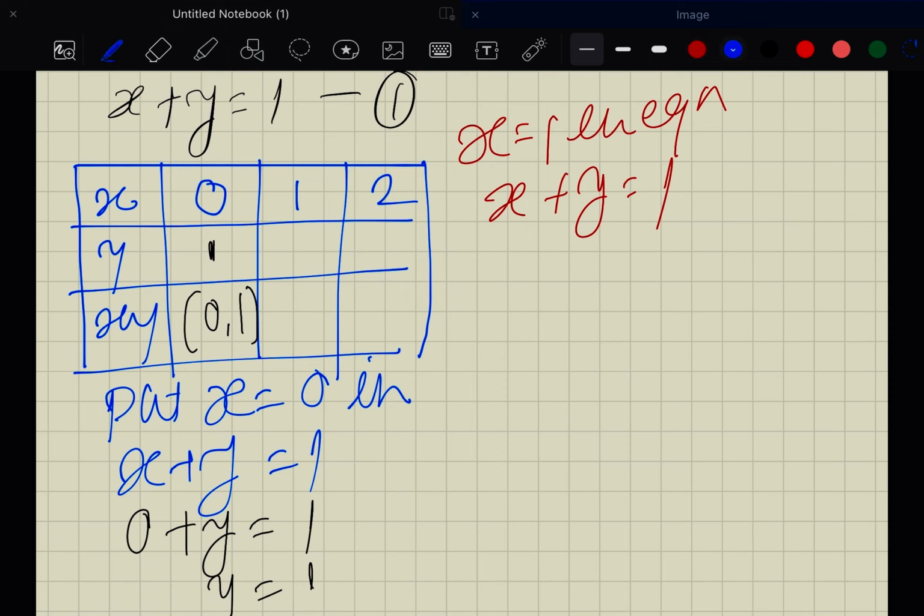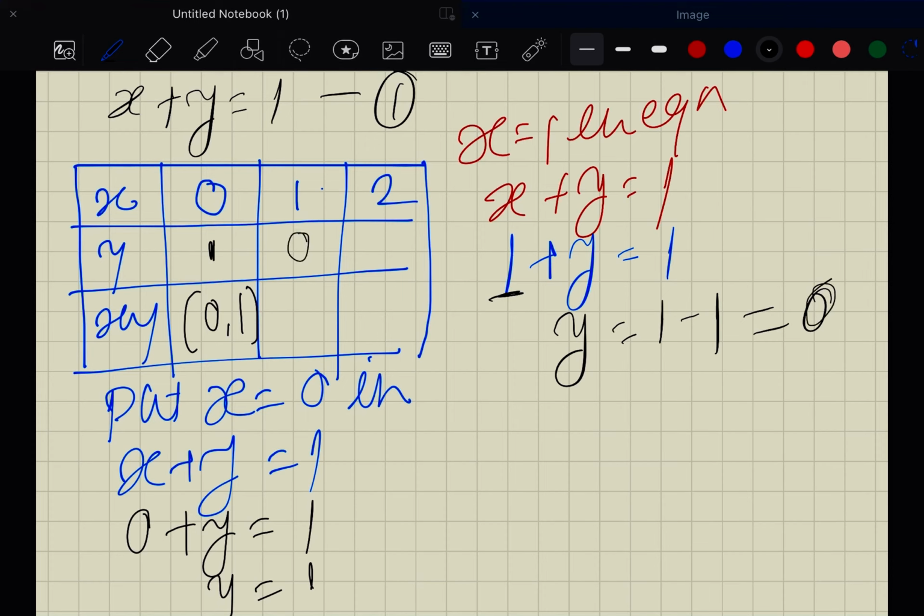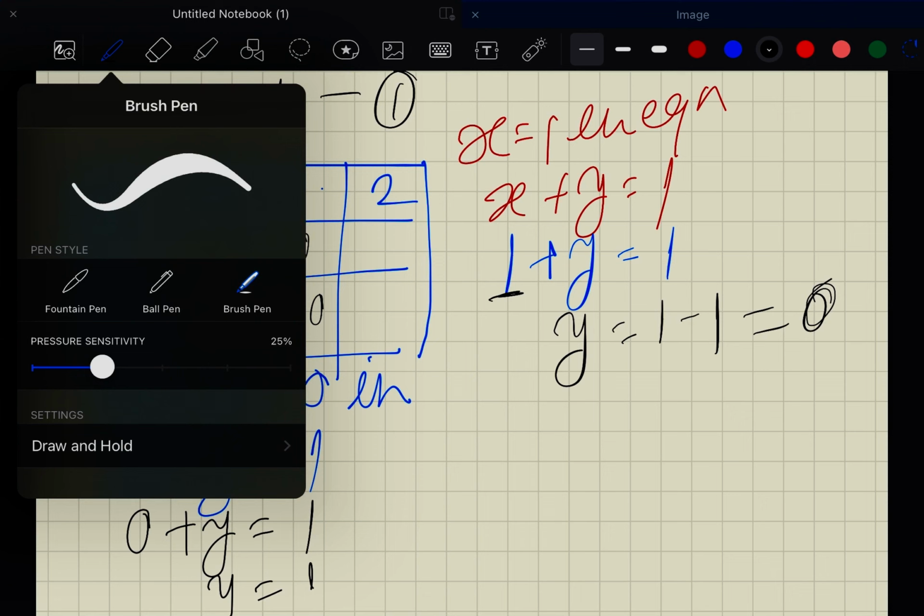Now let's fill the value. x is 1. 1 plus y is equal to 1. Let's solve this. So y is equal to 1, and this plus 1 migrates there, it becomes minus 1. So 1 minus 1 is equal to 0. So your answer is 0. So the coordinates look like 1 comma 0. Next.